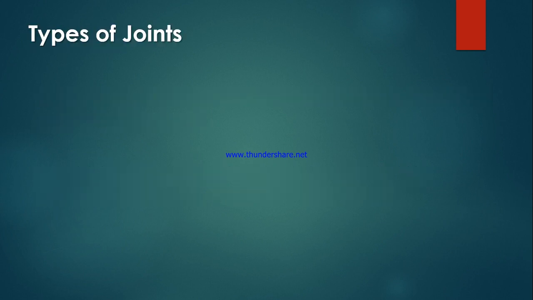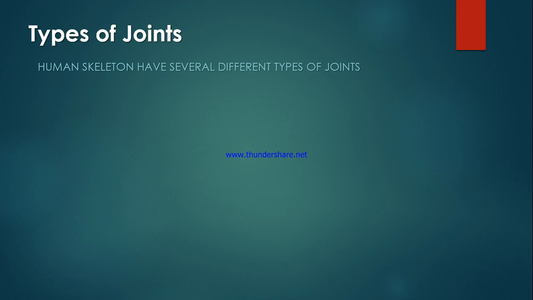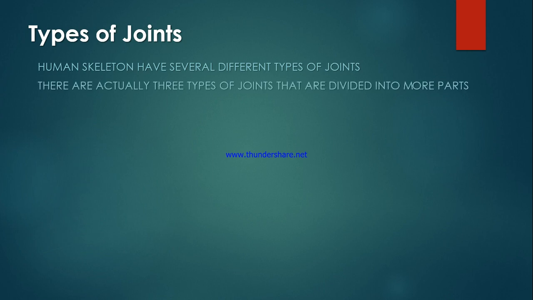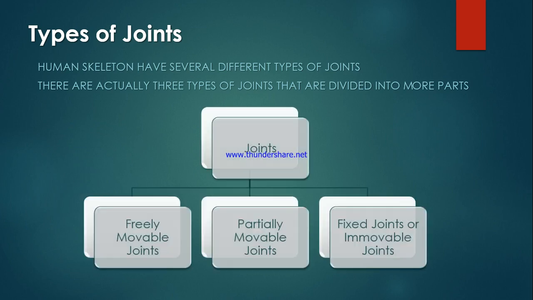Now, types of joints. The human skeleton has several different types of joints. There are actually three main types of joints that are divided into more parts. So joints have three main parts: freely movable joints, partially movable joints, and fixed joints or immovable joints.